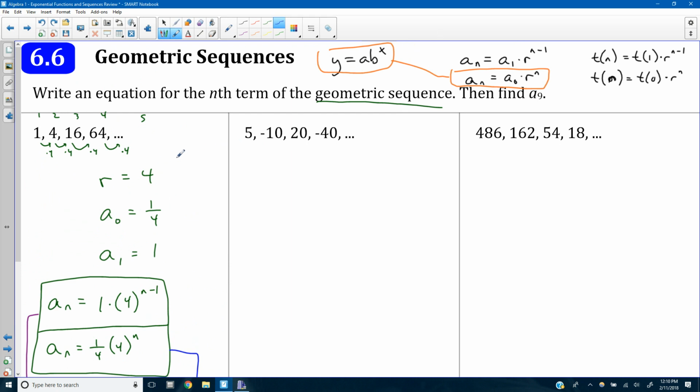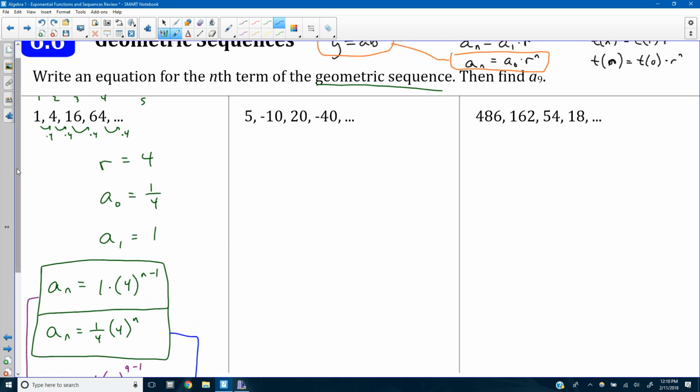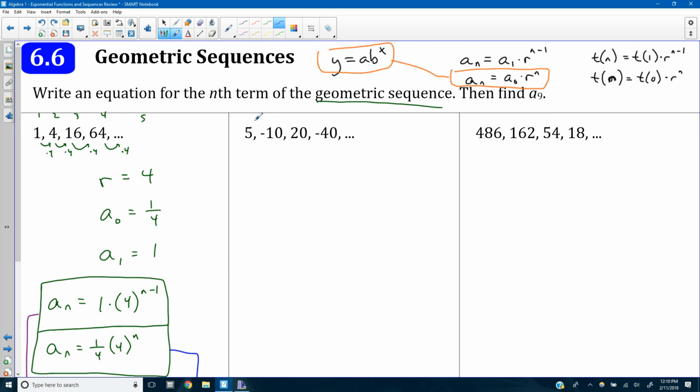Okay, next problem. We need to determine, well, we know it's a geometric sequence here, so if you kind of know what one multiplies by, all of them multiply by the same thing after that. 5 times negative 2 is negative 10, times negative 2 is positive 20, times negative 2 is negative 40. So my common ratio here is negative 2. Now my a sub 1 value is 5. It's the first term. The value of the first term is 5.